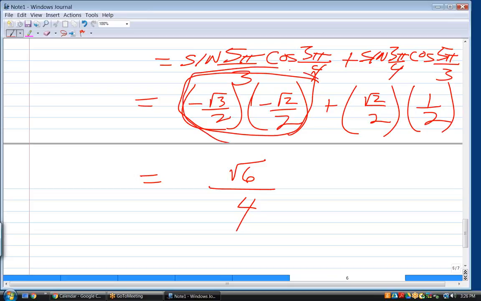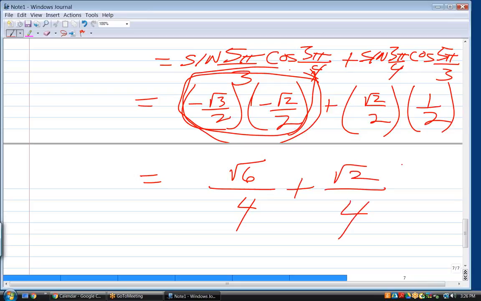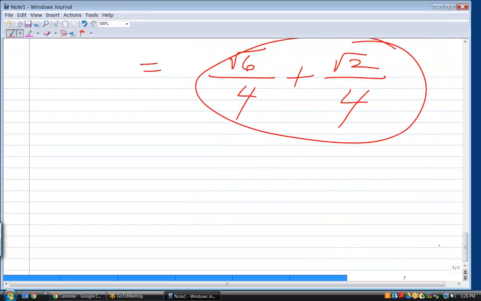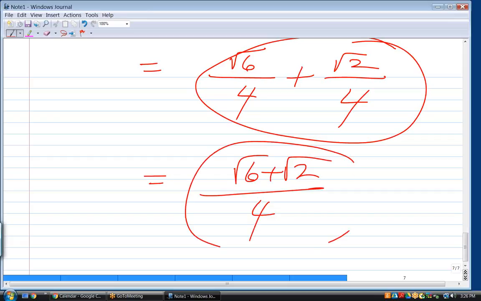So this that I have circled is root 6 over 4 plus what? Root 2 over 4. Notice how similar all of our answers tend to look. There's frequently a root 6, there's frequently a root 2, and there's very frequently a 4 in the denominator. Now, if you wanted, you could do root 6 plus root 2 over 4. Same answer.